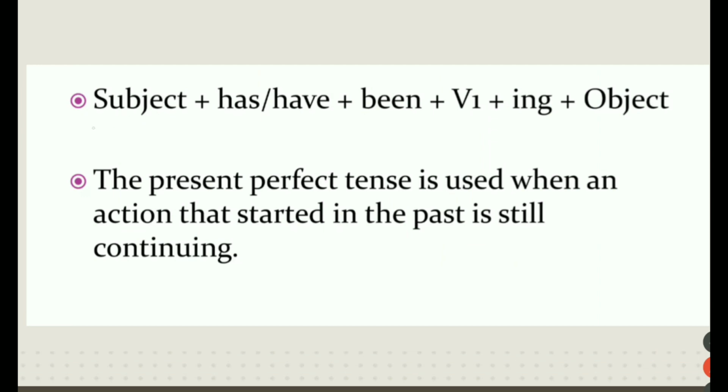The next form is subject plus has or have plus been plus V1 plus ing and object. Now, this is the present perfect continuous tense, which is used when an action that started in the past is still continuing.